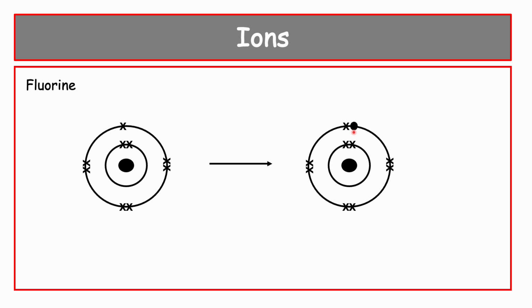The final thing I need to include is the charge. So if fluorine gains 1 electron, it's therefore going to have a negative charge because we've gained a negative particle. So I'm going to put my square brackets in, and it's -1 because we've gained 1.